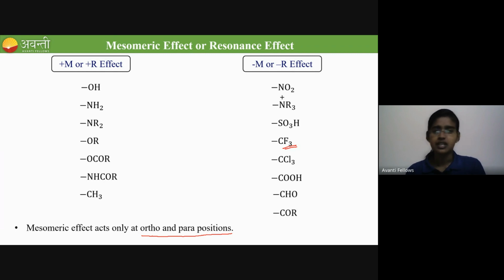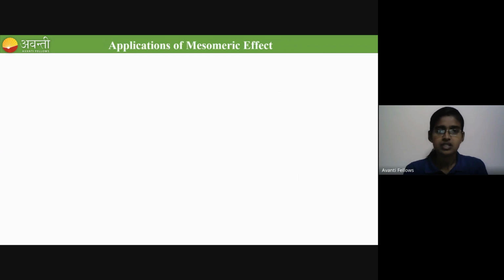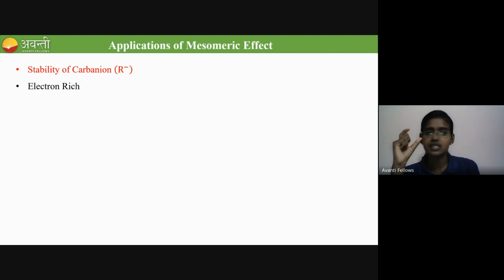And now let us see the applications of the mesomeric effect. Okay. What are the applications? From the mesomeric effect, what all can we find out? So the first thing is we can find the stability of the carbanion. Okay. So what are carbanions? They are electron-rich compounds, right? Now, how to determine the stability of a carbanion? You can determine it by seeing the electron density.